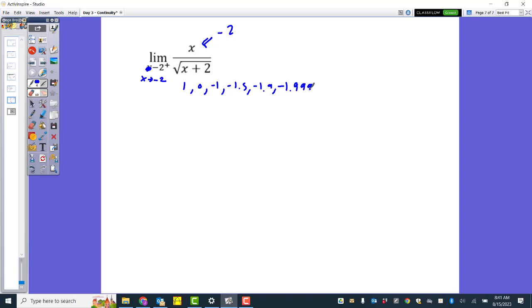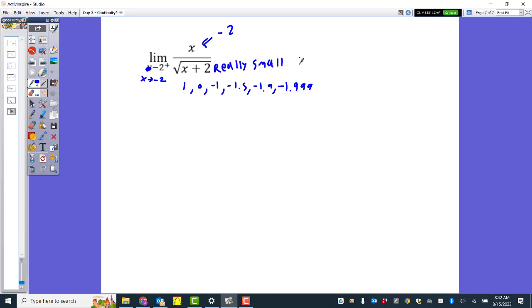2 plus 0 is 2, some positive number. 2 plus negative 1 is 1, that's just going to be 1. 2 plus negative 1.5 is 0.5, that's going to be the square root of 0.5, some positive but really small number. Negative 1.9 plus 2 is going to be positive 0.1, so once again, the square root is some really small number. So we have negative 2 over really small positive numbers.